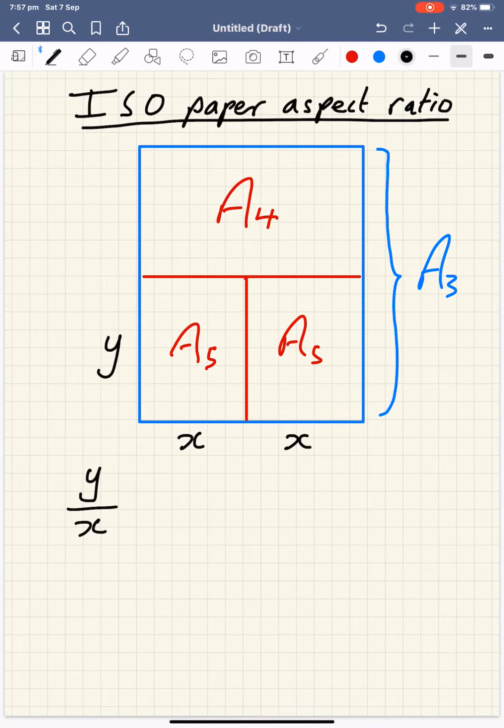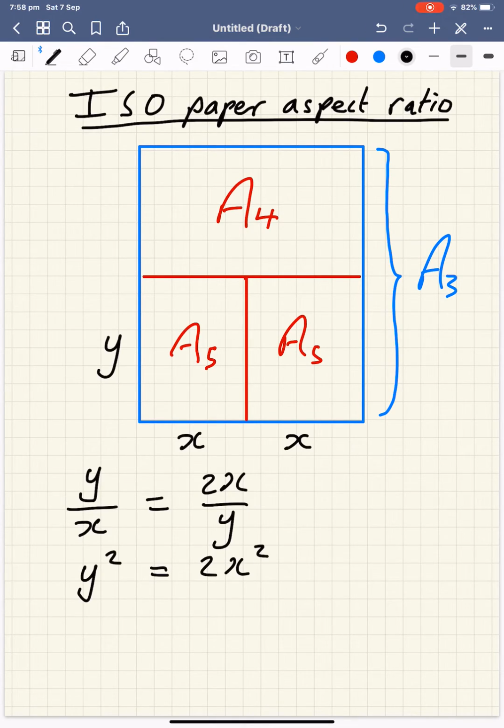If we now look at the ratio for the A4 sheet of paper of the height to the width, that is going to be 2X over Y. And if we look at the algebra of this, we can see this is an equation where we're going to try and make Y the subject and get it in terms of X. So if I multiply both sides by Y, I get Y squared on the left-hand side, and multiply both sides by X, I get 2X squared on the right-hand side.